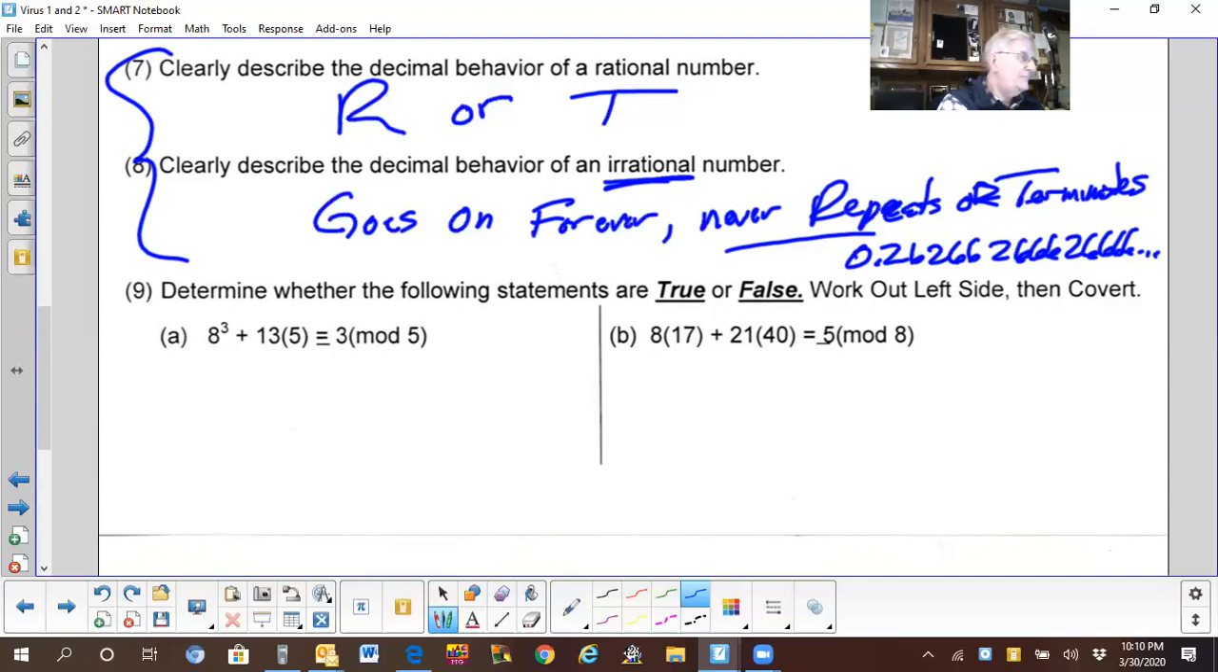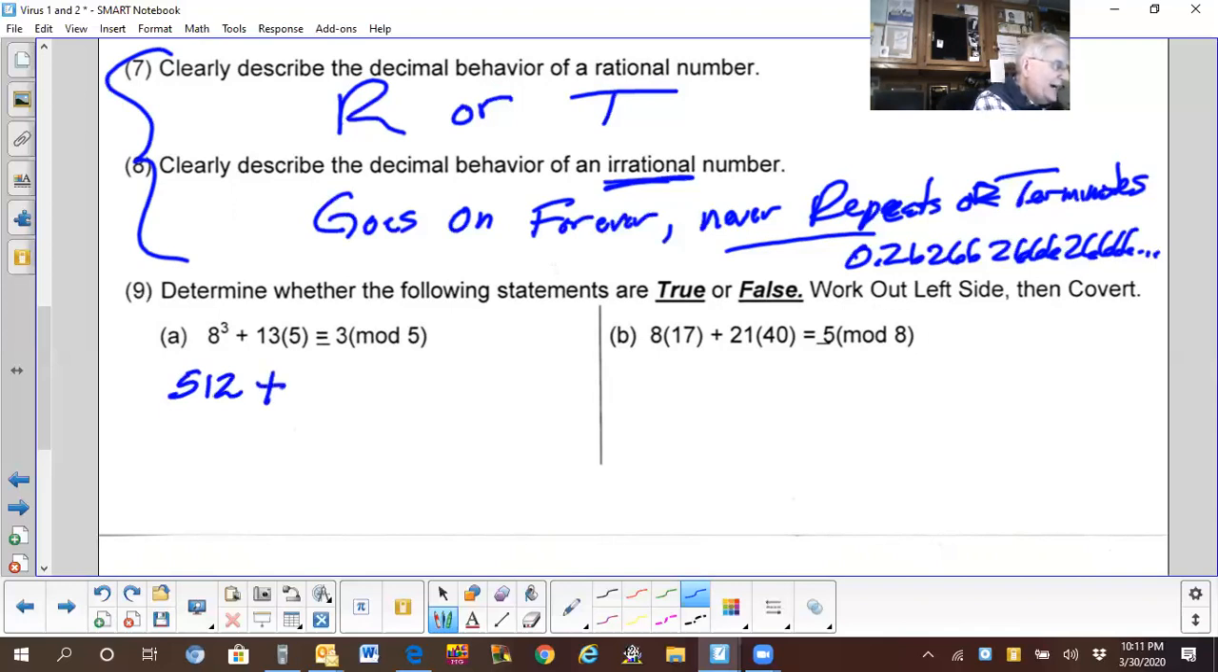All right, now we're going to take some time to practice a couple problems where I'm asking you to convert them to a different modular system. They're not mod 10s, they're a different modular system, okay? So let's try number 9. First thing we have to do is 8 to the third power, all right? And I believe 8 to the third power is 512.